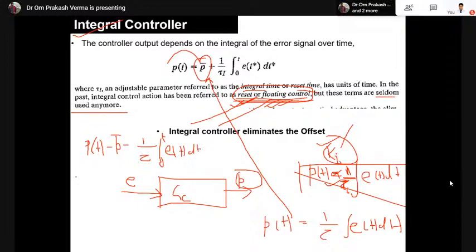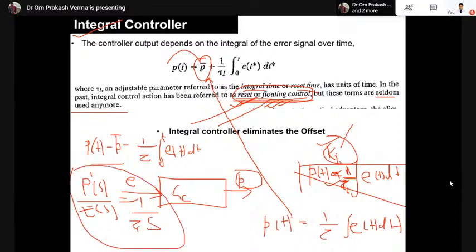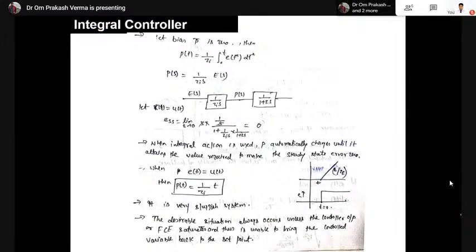So the equation becomes P bar(s) upon E(s), and what is the Laplace of the integral? So 1 upon tau I is here, and the Laplace of the integral is 1 upon s. So this is the transfer function of the proportional integral control, sorry, of the integral controller.